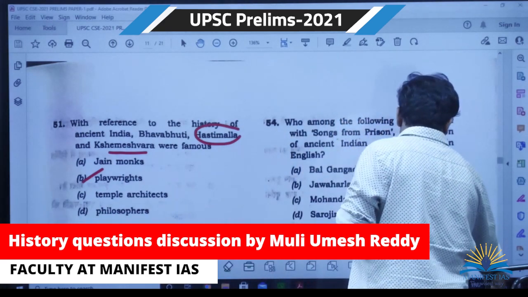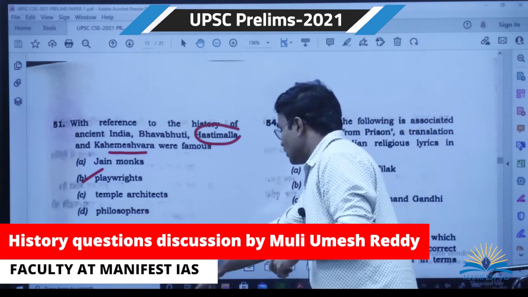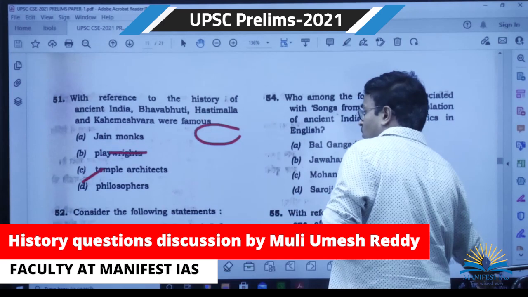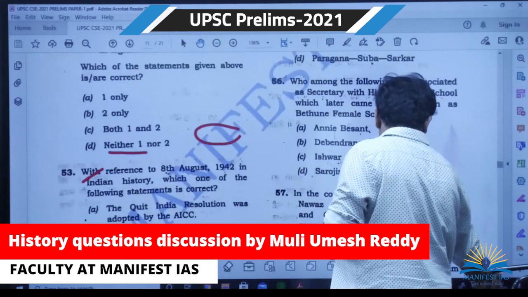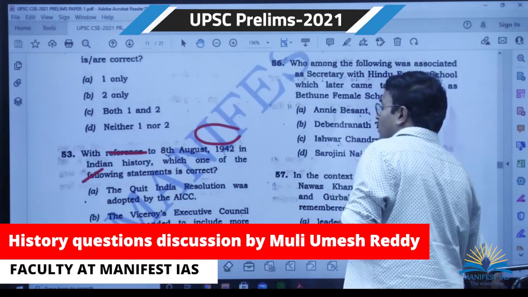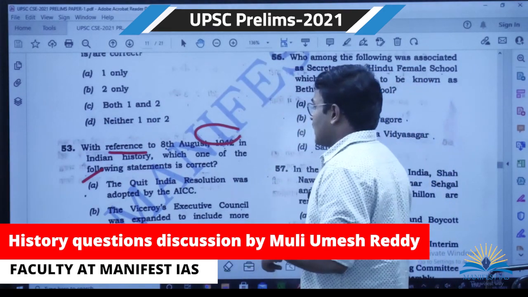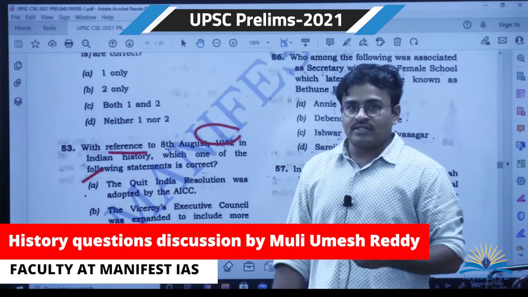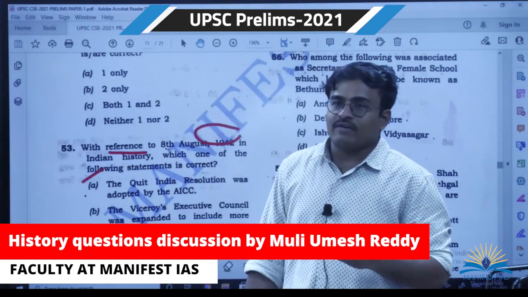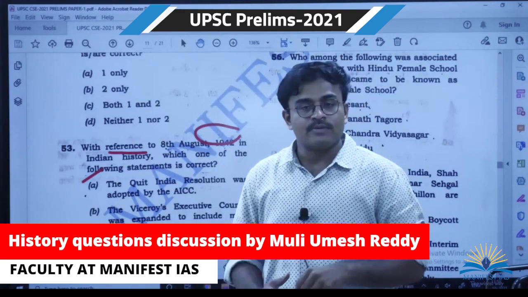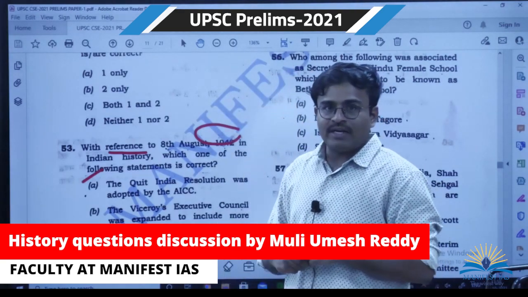Next, we'll move to the second question, that is the 52nd one. With reference to 8th August 1942 in Indian history, which one of the following statements is correct? This is the day, 8th August of 1942. It is associated with the outbreak of the Quit India movement, which is also known as the August Revolution.